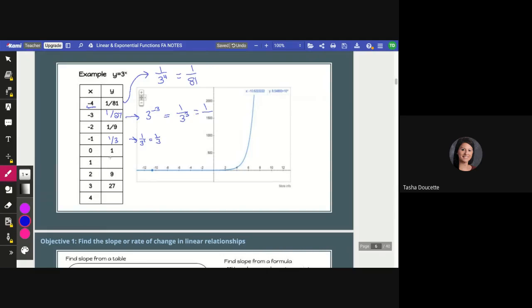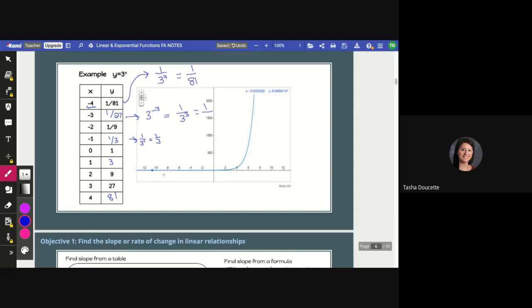Next, we have 0 is 1. And then we get into the positive. So now I don't have to put anything into a fraction because they're positive, and I just solve for the exponent. So 3 to the power of 1 is just 3. And then these are done for us. 3 to the power of 4 is 81. So now let's look at the graph.